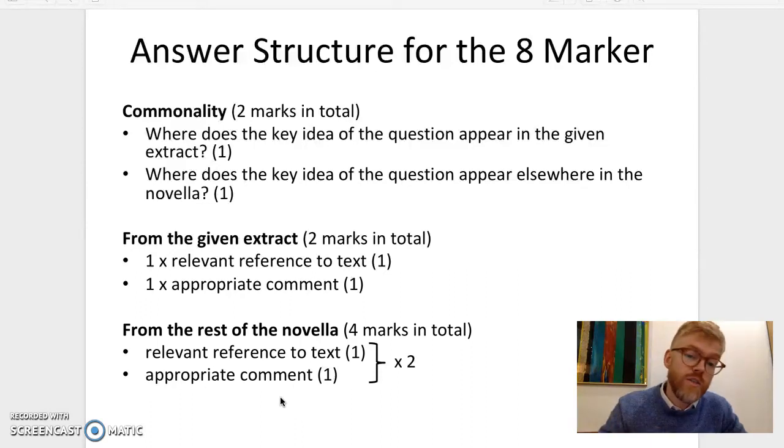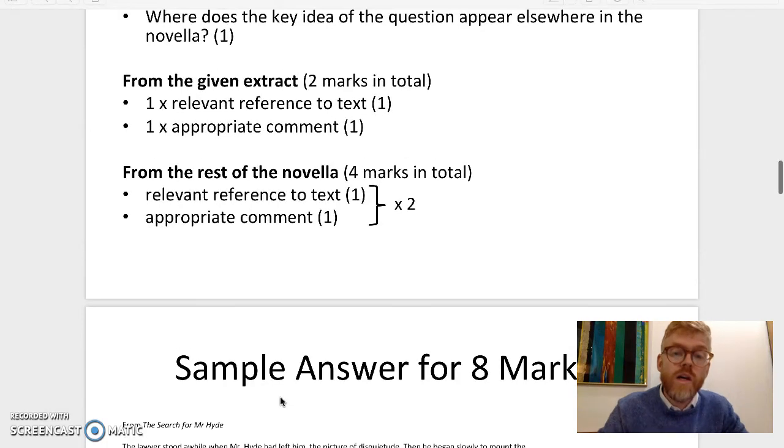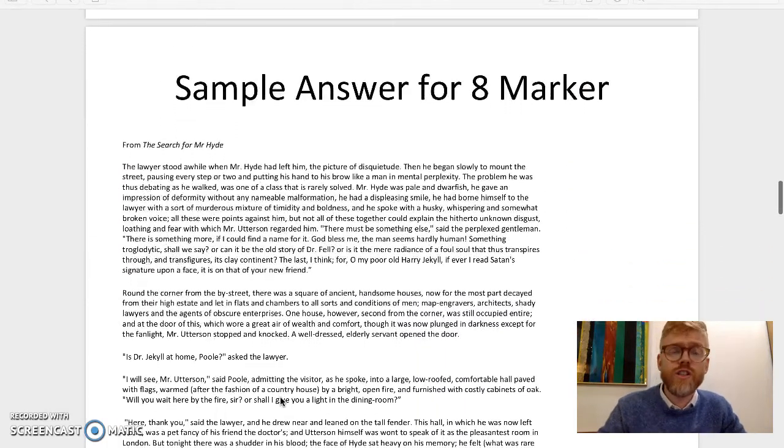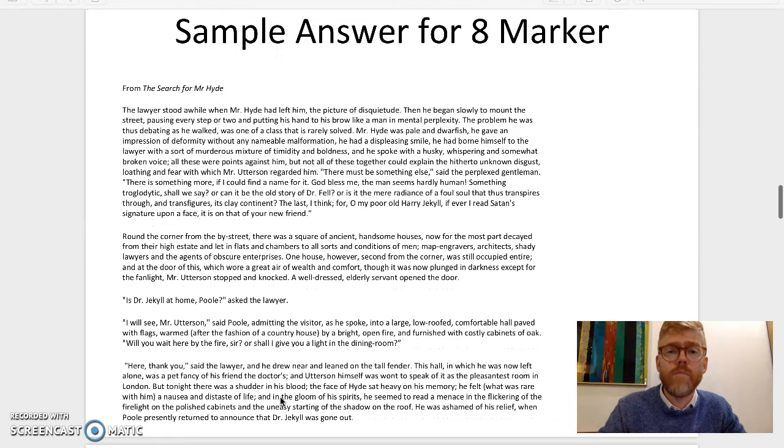And if you do that twice, 2 for each, 4 marks for this set part, and that gives you a total of 8 marks. Okay, so perhaps the best thing to do is just to actually show you an example of this in practice. So this is a kind of question that I've set for myself, and this is the extract that I've pulled out for myself from Jekyll and Hyde.